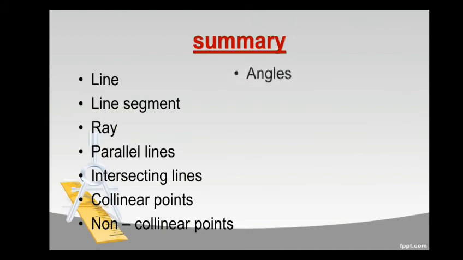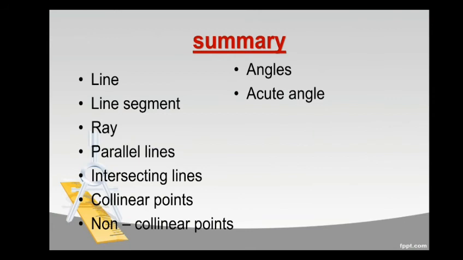Then we have seen angles, right? We get angles when two rays are diverging from a common point. The rays are called arms of the angle, and the common point where the rays are diverging is called the vertex.